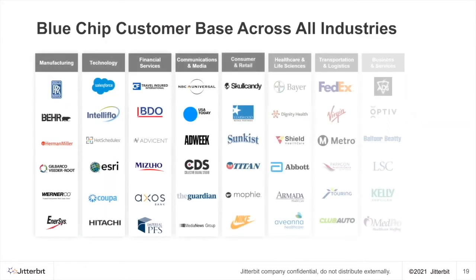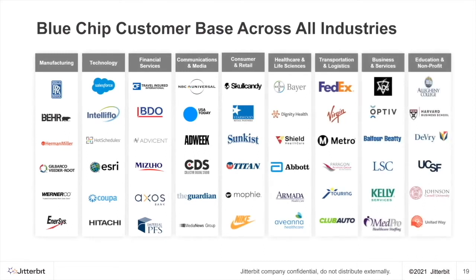So that was one customer, but if you look at this slide, we have Fortune 500, we have small to medium businesses across all the verticals, starting from manufacturing, technology, retail, life sciences, education, and nonprofit.